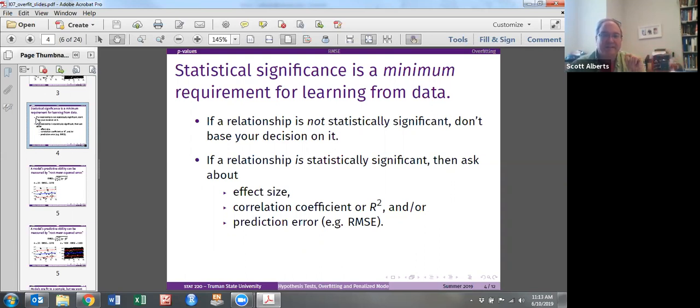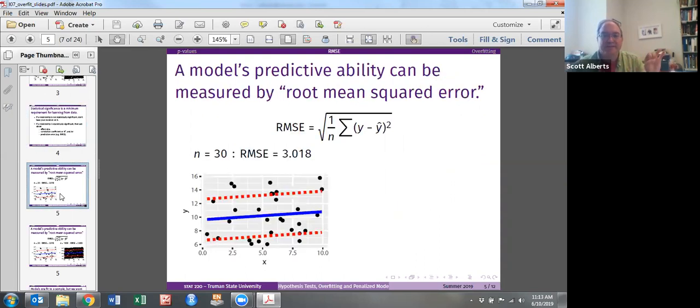But if it is, then we think about things like effect size, correlation coefficient, which we call R squared, which we talked about last time, or a measure of prediction error. And I'm going to talk about one of those today, which is RMSE. So RMSE stands for root mean squared error. And the formula for it is right here.